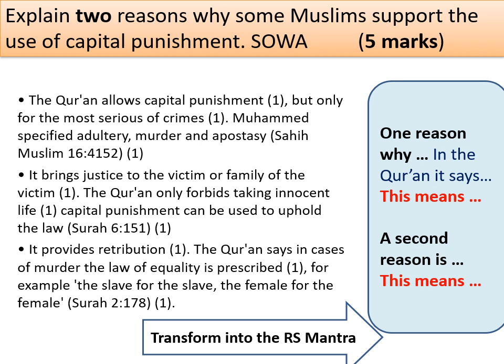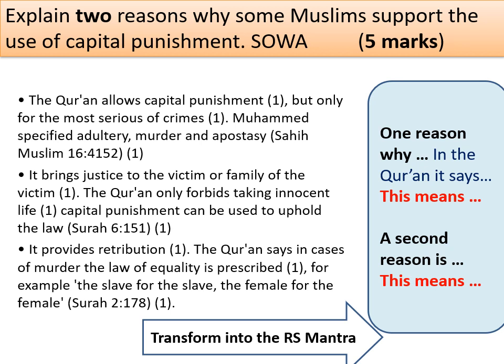So the Quran only forbids taking innocent life. Capital punishment can be used to uphold the law. Obviously when you're executing someone, they are not an innocent life. And it gives a sense of justice to the victims, which we've said is an important feature of justice, that the victims or the family of the victim feel that justice has been done. This also links quite closely to the idea of retribution, of paying for what you have done, which links to the idea of an eye for an eye, the law of equality. If you've taken a life, then your life should be taken. That's the only right and just response.